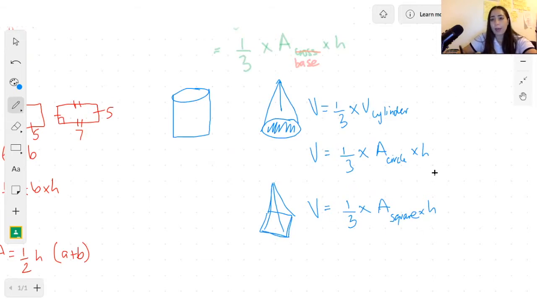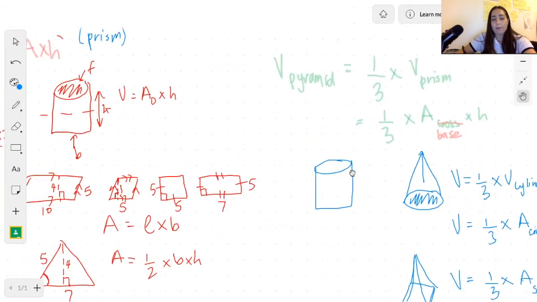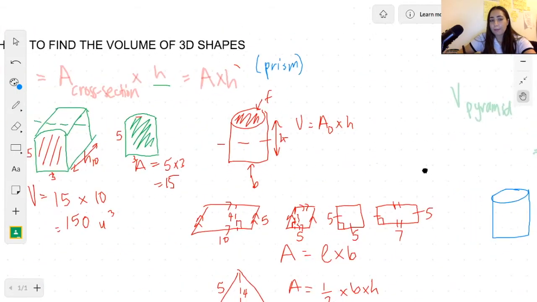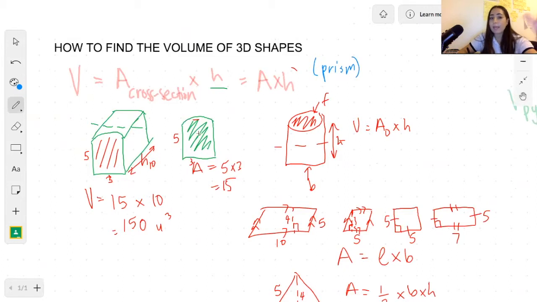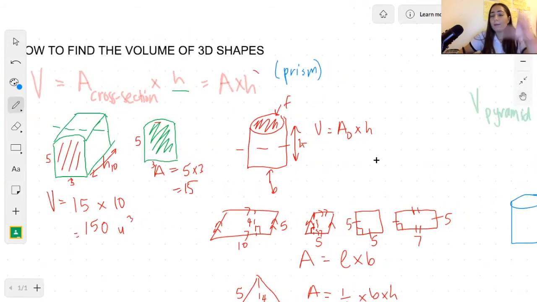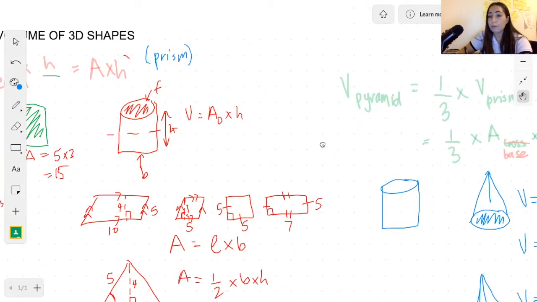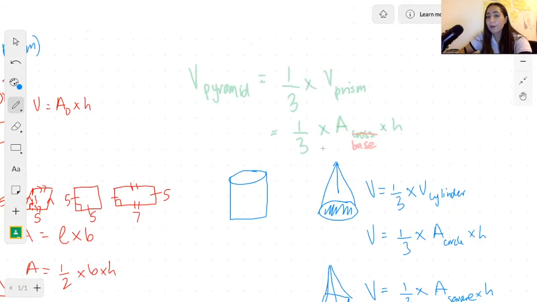So just as a quick recap, the volume of any shape, specifically a prism, is the area of the cross-sectional face times the height. But then we make a small adjustment for a pyramid. The volume of a pyramid is 1/3 times the area of the base times the height. So those are the two formulas that you really need to know. Let's have a look at a few examples now.